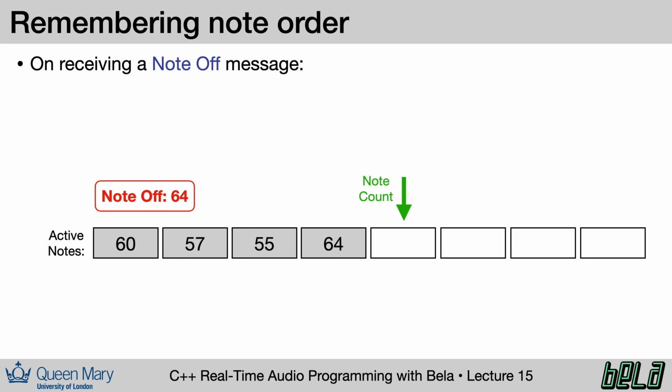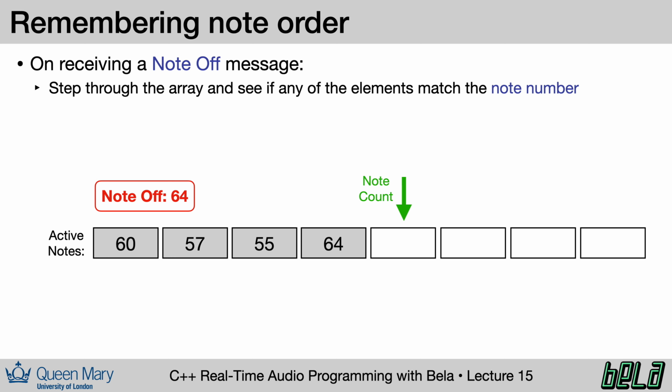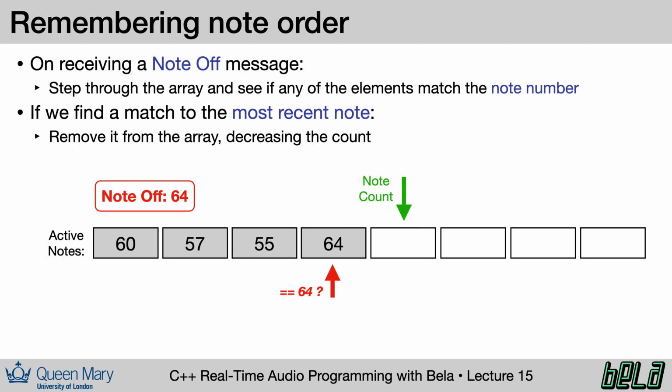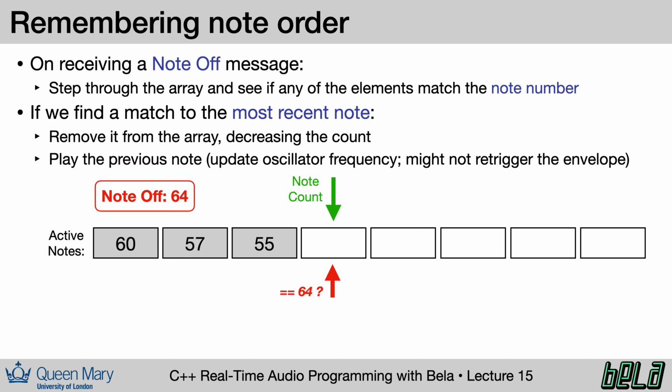So now suppose that we received a note off message for note number 64. What we need to do is step through each of the notes in the array to see if it matches that particular note number. So we're going to write a for loop of some variety which checks each of these slots and asks whether it has a value of 64. When we find a match, if that match is the most recent note that has been pressed, then we remove it from the array, we decrease the total count of active notes, and then we're going to tell the synth to play the previous most recent note. In this case, the oscillator will change to play MIDI note number 55 rather than 64. It's typical behavior on a lot of synths that removing a note in this way will change the oscillator frequency but not re-trigger the envelope.